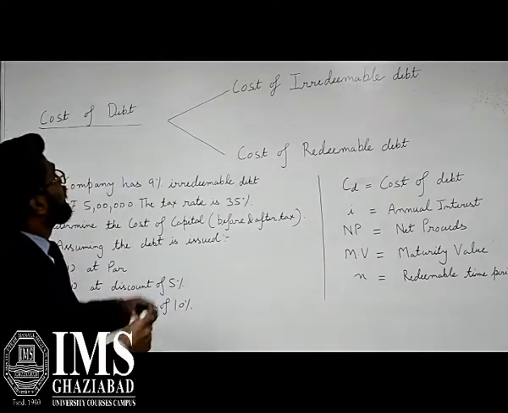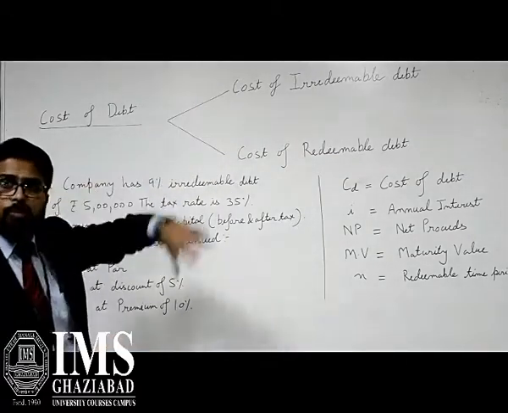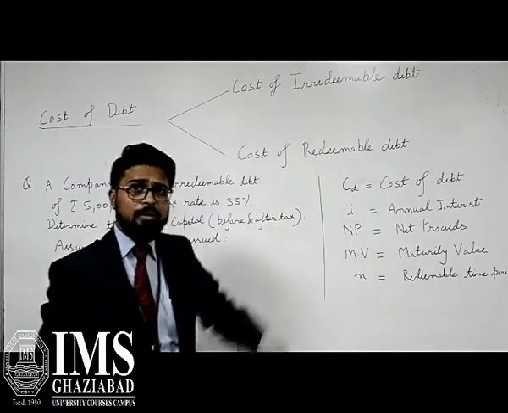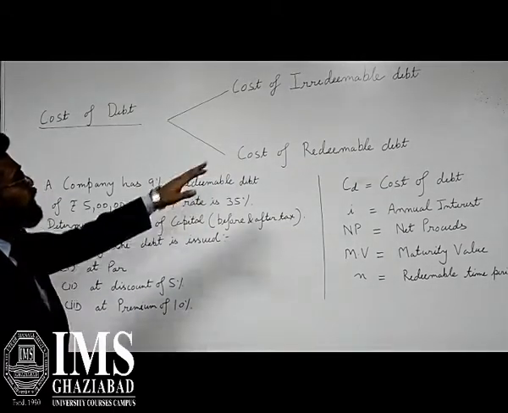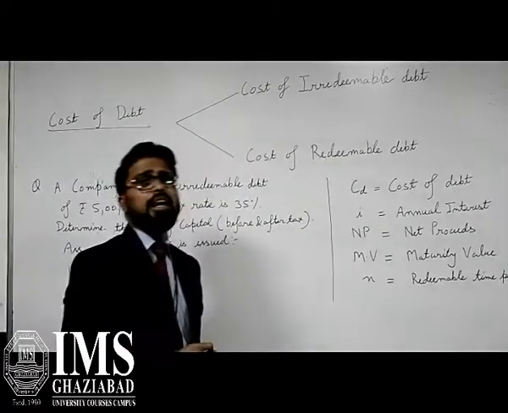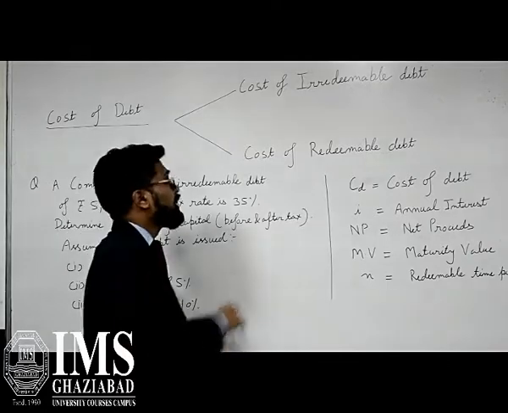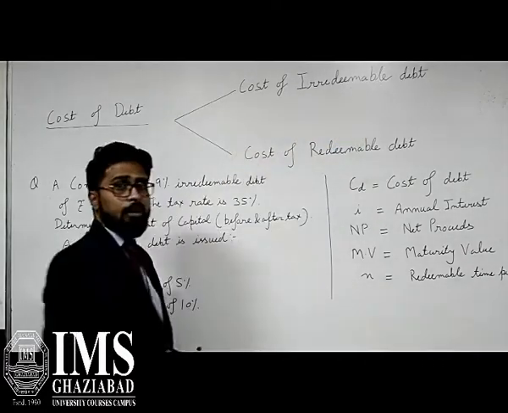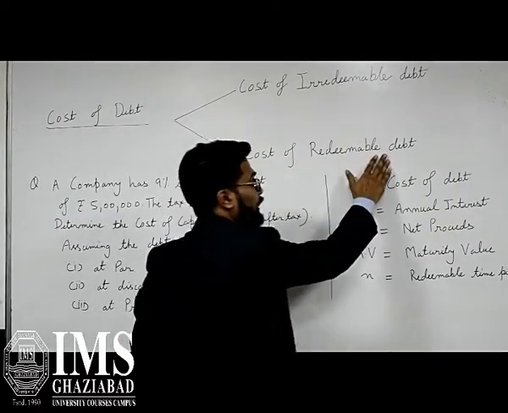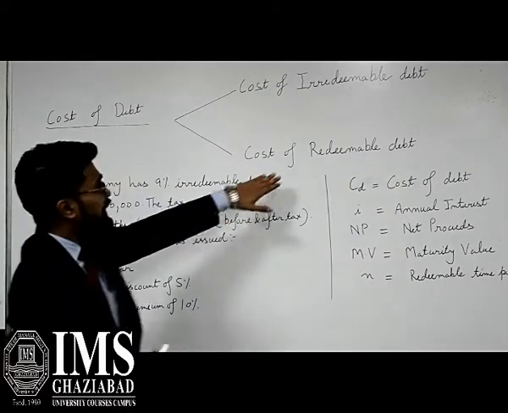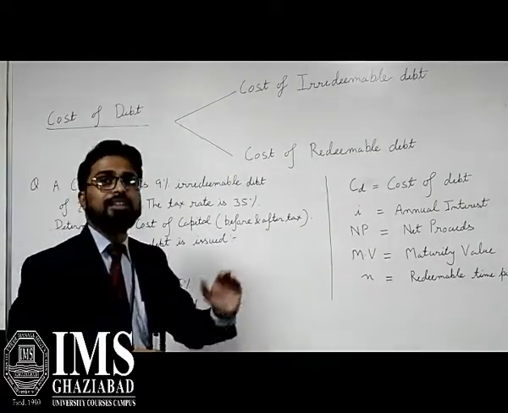In this, first of all, we have cost of debt. We are dividing it into two parts. The first one is cost of irredeemable debt and the second one is cost of redeemable debt. Irredeemable debt means debt which is not redeemed within the life of a company. It means those debts are redeemable only at the time of liquidation of the company. Redeemable debts are redeemable after a specific time period which is mentioned in the company's policy.